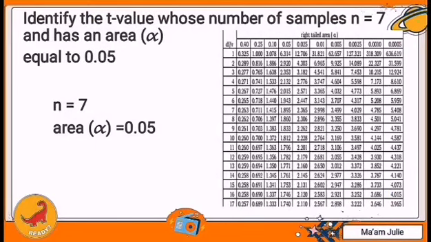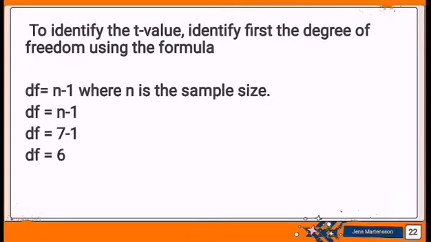So we have here our first example. Identify the t-value whose number of samples is equal to 7 and has an area equal to 0.05. n is equal to 7 and area of 0.05. To identify the t-value, identify first the degree of freedom using the formula. Degree of freedom is equal to n minus 1, where n is the sample size. Our sample size is 7, so 7 minus 1 is equal to 6.